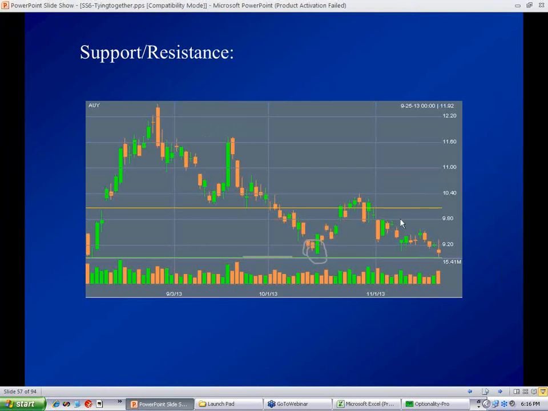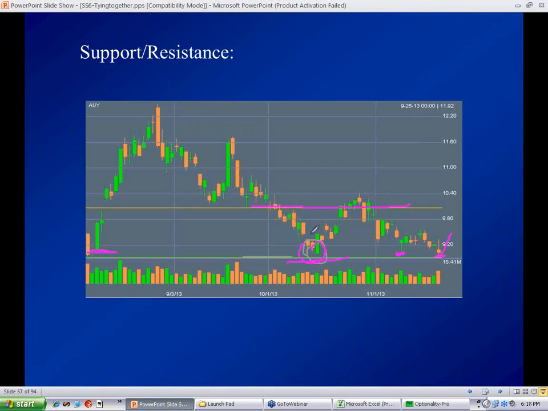Let me change that color. Yeah, this is a support line right across here, because that's where the stock tends to bounce. You see, it bounced way back here, and it bounced right here. And there it is again, right? So more likely than not, this guy's probably going to move up this way. Resistance being right here, that's where the stock tends to sell off.